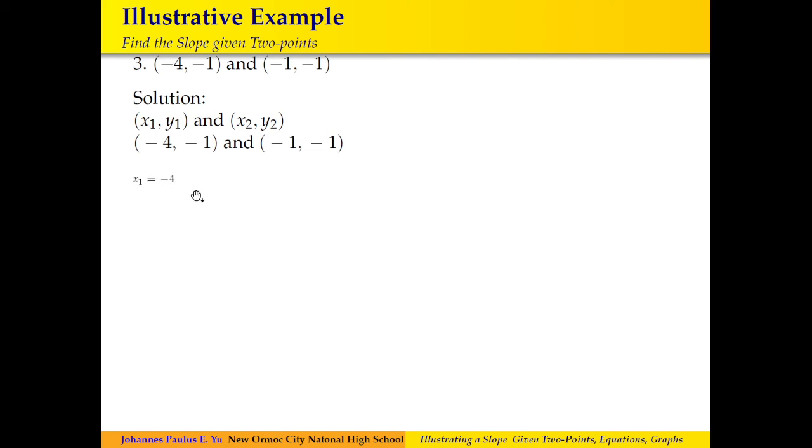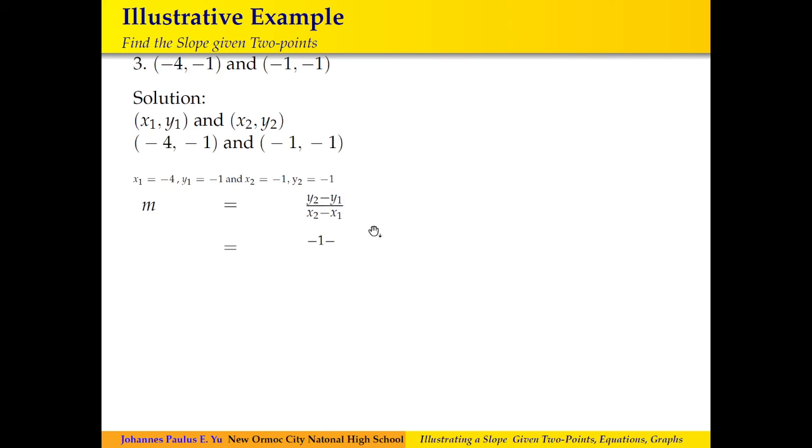X sub 1 is -4, y sub 1 is -1, and x sub 2 is -1, and y sub 2 is also -1. So, napaka-importante nito. This is very important. That's why we need to indicate the values of x and y respectively, no? So, following along the slope formula, we have y sub 2 minus y sub 1 all over x sub 2 minus x sub 1. So, ano yung y sub 2? -1. Tapos, minus. And y sub 1 is still -1.